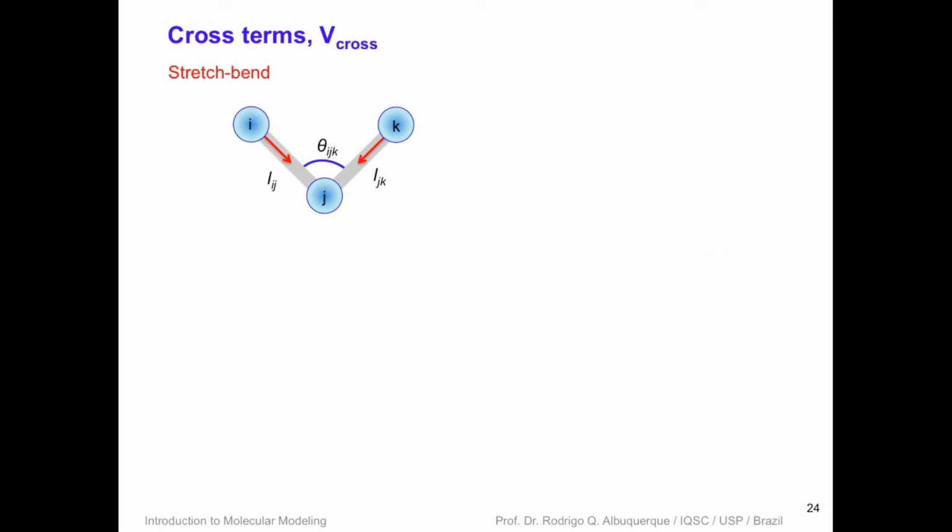Let's talk about cross terms. A cross term is sometimes used to improve the quality of the properties predicted from molecular mechanics calculations. Let's begin with the stretch-bend term. Let's imagine 3 atoms here, and they are stretching. There's a bond stretching between atoms I and J, and bond stretching between atoms J and K.